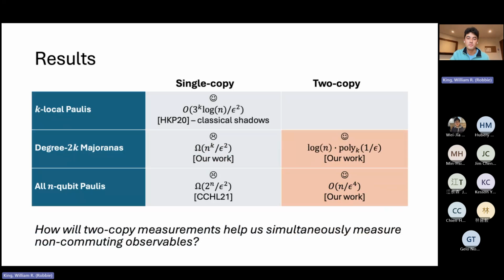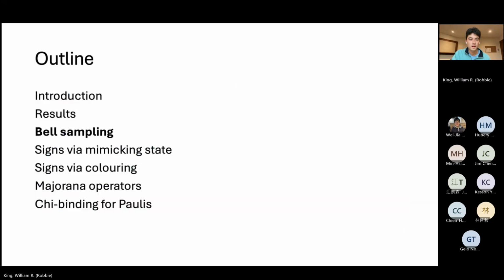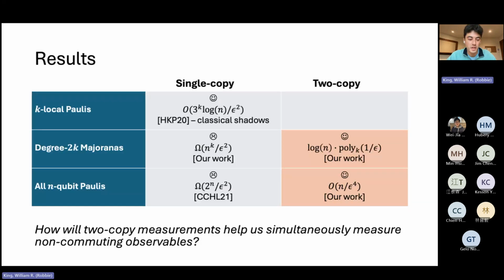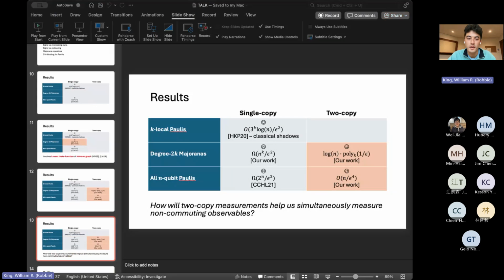Right. So why are two copy measurements so powerful? How do they help us so much? Feel free to jump in with questions, by the way, anybody at any point.